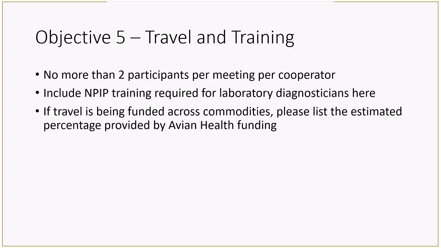Next, Objective 5 is travel and training. A few reminders there. No more than 2 participants per meeting per cooperator. So that's across the umbrella and ADT agreements. But if your state has 2 different cooperators with 2 different avian health cooperative agreements, such as the Department of Agriculture and an official state agency, they each get 2. So it's per cooperator. Make sure that you include your NPIP required training for your laboratory diagnosticians here under travel and training and not under diagnostics. That should be for tests only.